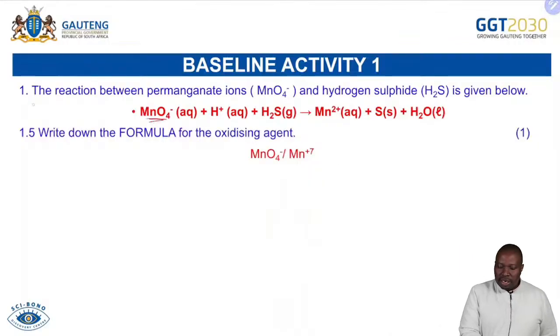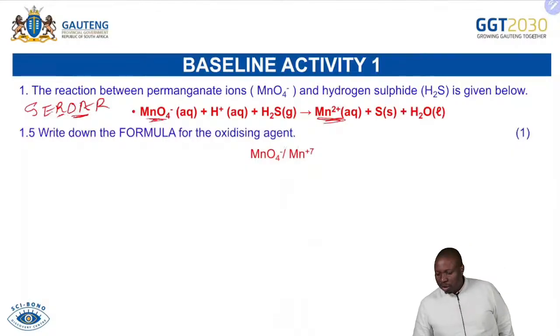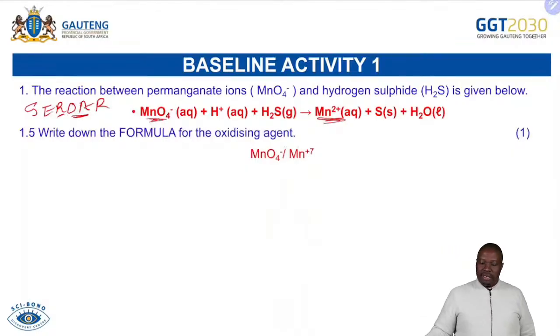Remember, we said gaining of electrons is reduction, which is the oxidizing agent that is reduced. So the oxidizing agent is a substance that undergoes reduction, which in this case was MnO4 minus, or Mn7 plus, that became Mn2 plus. So you can see that it has gained electrons. The oxidation number has decreased.